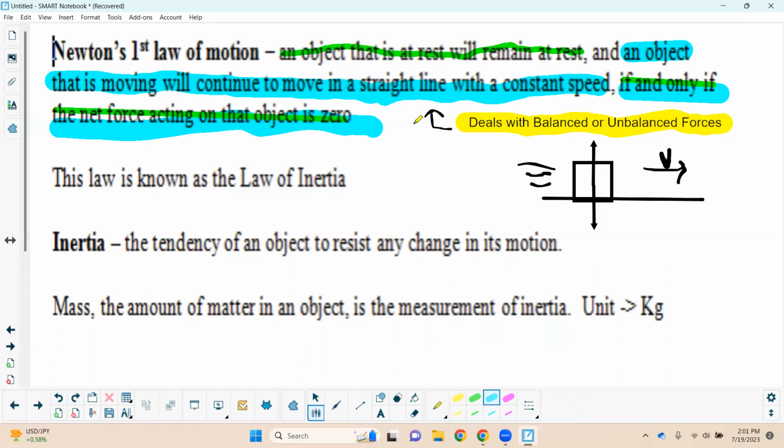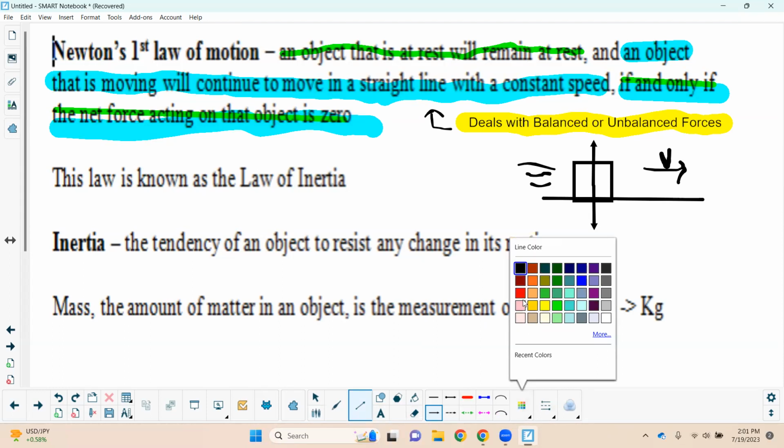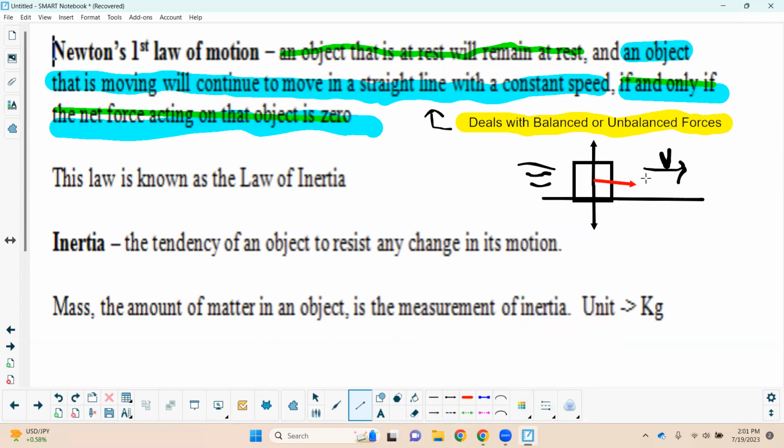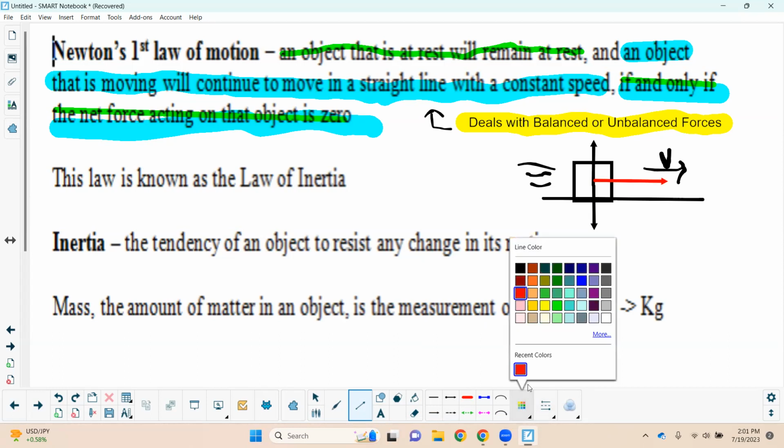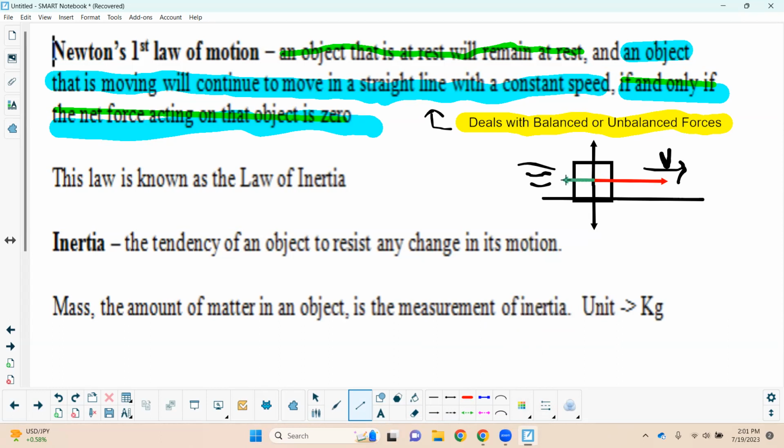So if this is unbalanced, let's say we did have some forces, and we had a force going to the right, some pushing force maybe going to the right. And let's say we had a friction force, which is a different color. I'll make it green and go to the left. And they are not balanced.